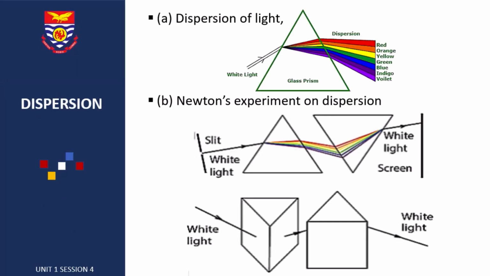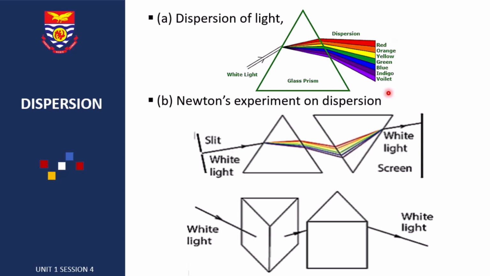What is a dispersion? Anytime we want to separate white light into its various components, we say we are dispersing a light. And one common optical component that we use here is the glass prism. So, anytime we pass a white light through a glass prism, we have a dispersion of light into so many various colors, starting from red to the violet.